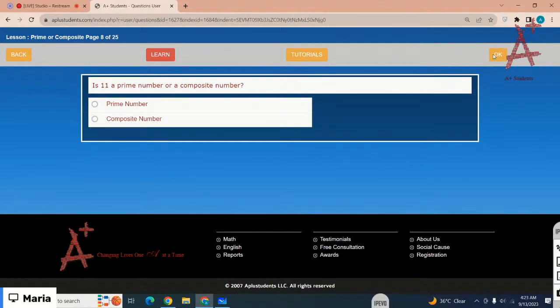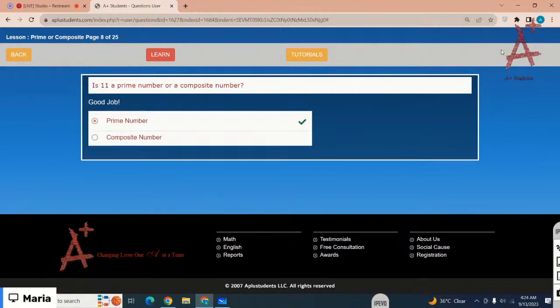Is 11 a prime number or a composite number? So 11 is a prime number, right? You have only 2 factors for 11. They are 11 times 1. So that would be a prime number.